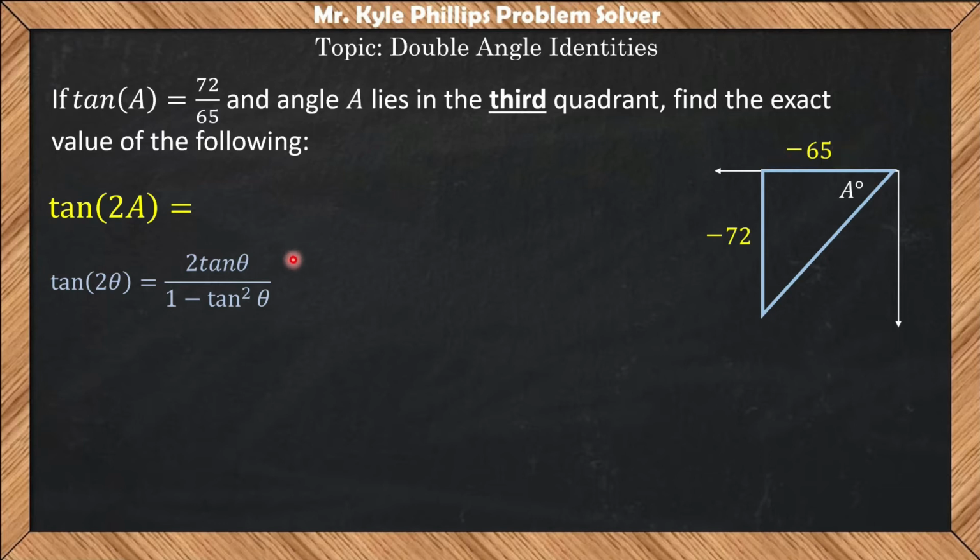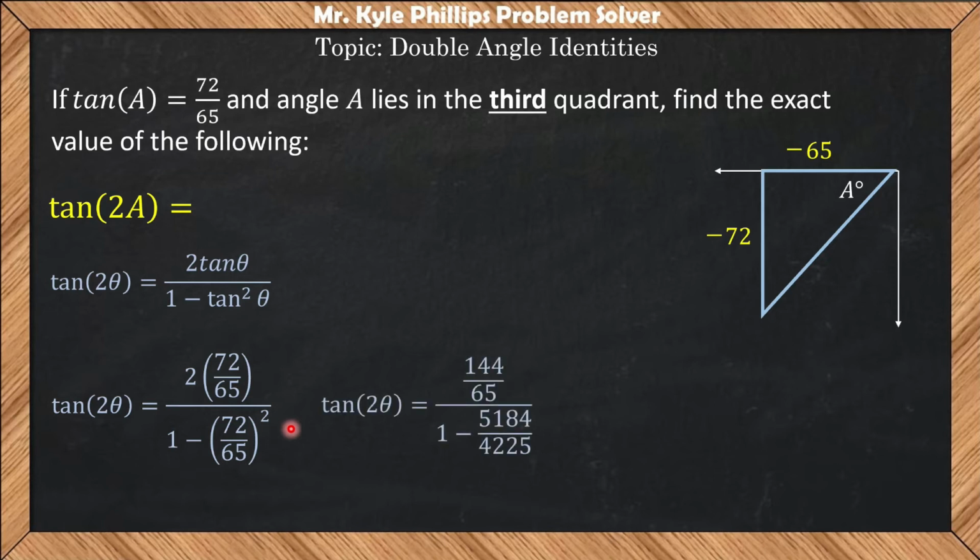So in our double angle identity here, we only use tangent. So there's no need to use Pythagorean's theorem to find the hypotenuse here. What we'll go ahead and do is use 72 over 65 in this problem here. So we have 2 times 72 over 65 and 1 minus 72 over 65 quantity squared. So when we work this out, 2 times 72 is going to give us 144 over 65. And then when I square 72 and 65, I get 5,184 all over 4,225.